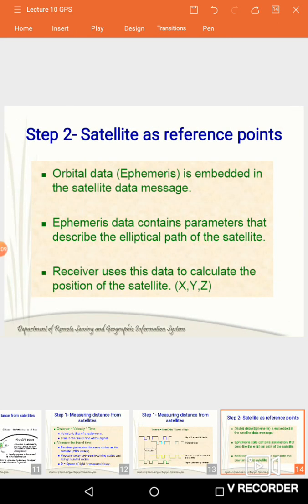Second one is satellite as reference point, means we have considered the satellite position as a reference point. Then we are able to calculate the position of the satellite by x, y and z axis.